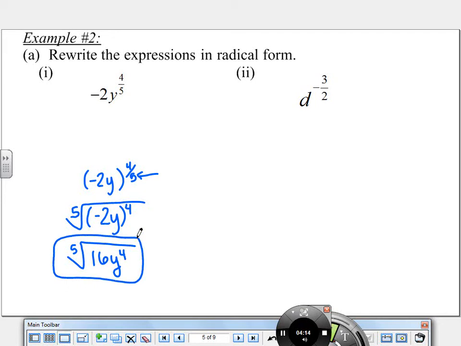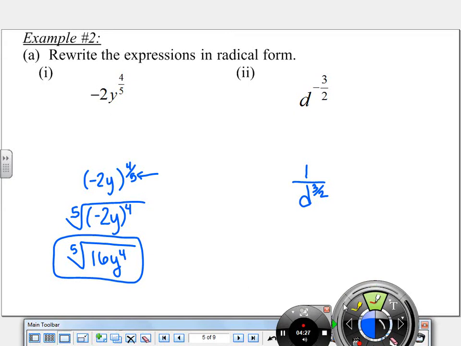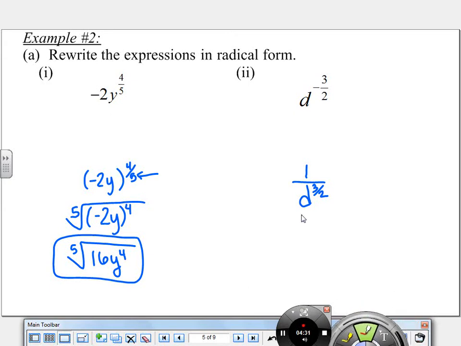For part 2 here, we see d to the negative 3/2. So negative exponents work how they always have. If you want the exponent to be rewritten in a form where it's positive, you rewrite it so that you have the reciprocal of the previous expression. So d is now in the denominator with a positive 3/2 exponent. Now that exponent really means that this is d to the 3rd power, and we're taking the square root of that, which is 1 over d rad d.